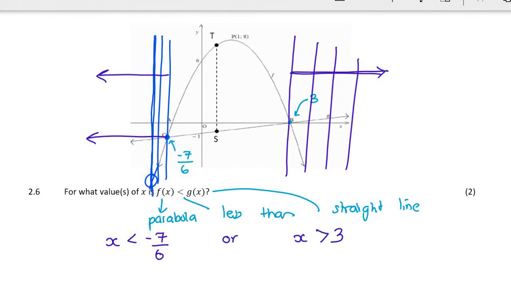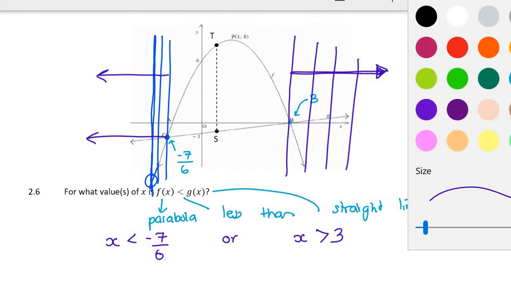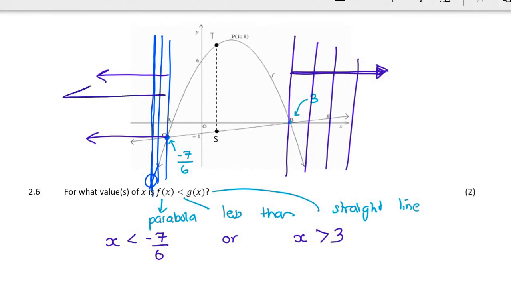Now I've said or because when you have two intervals like this that aren't one interval like in the previous question, the answers have to be two separate intervals, because you're either in that region there below C, or you're in that region above B. You can't be in both regions at the same time. They're two separate regions. Hence, if two separate regions are occurring, we always use the or between the inequalities.